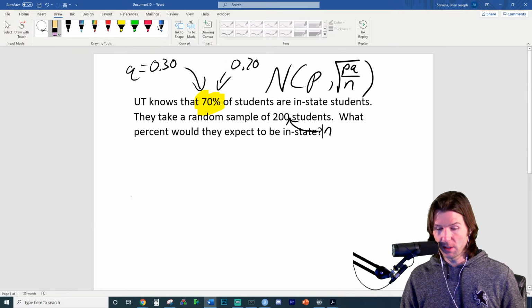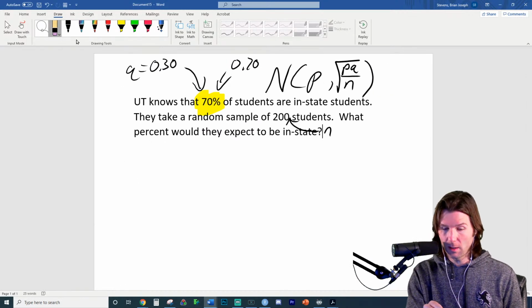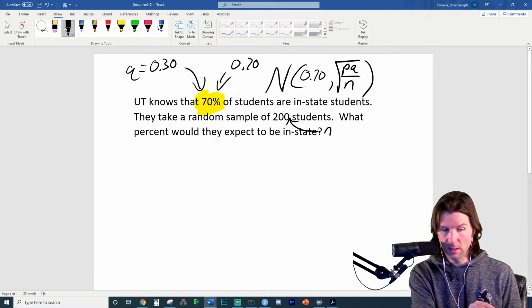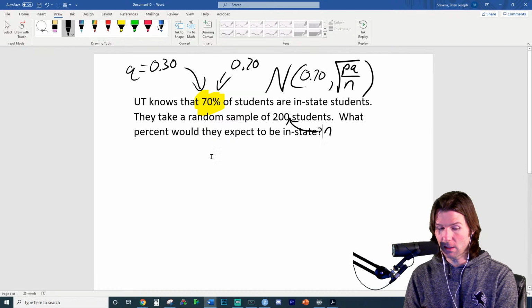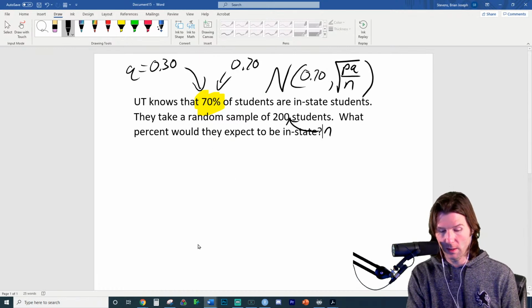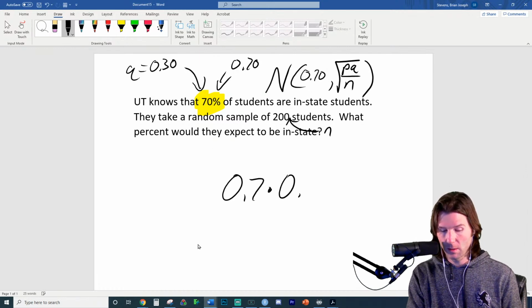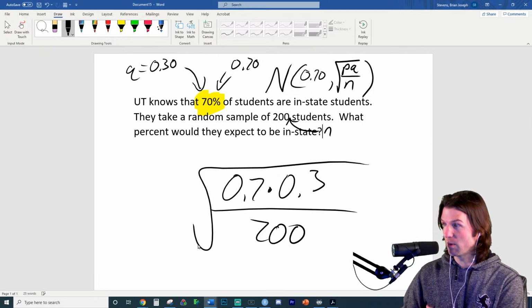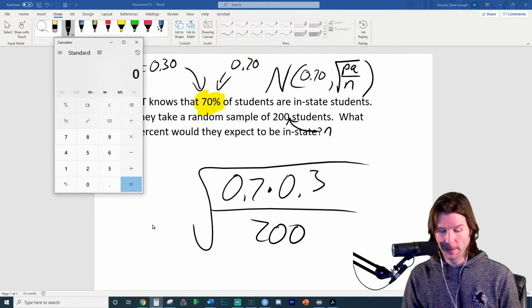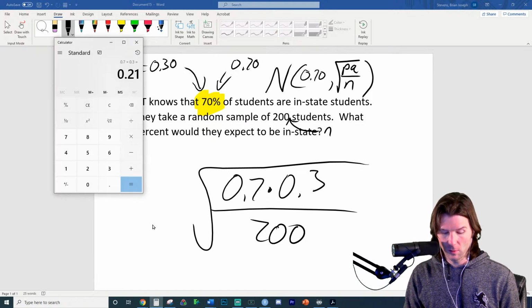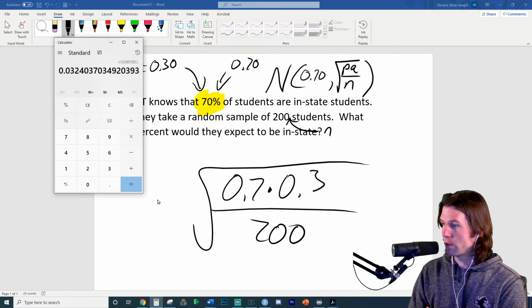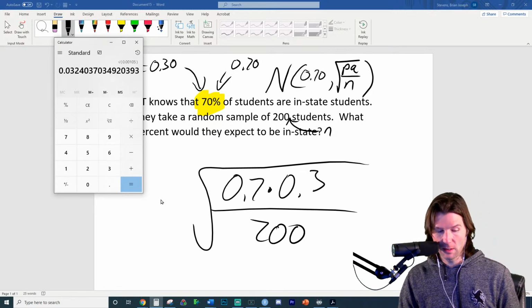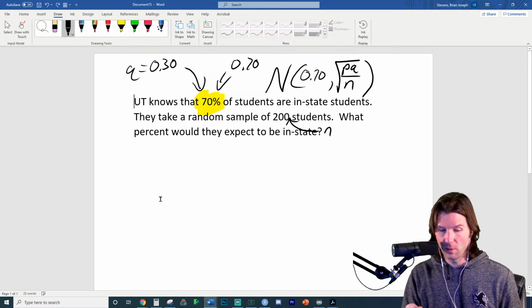So the sampling distribution is going to be normally distributed with a mean of 0.70. There's the mean. And then the standard deviation is going to be the square root of P times Q over N. Let's just write that up real quick: the square root of 0.7 times 0.3 over 200. There we go, 0.032. And this is the standard deviation.